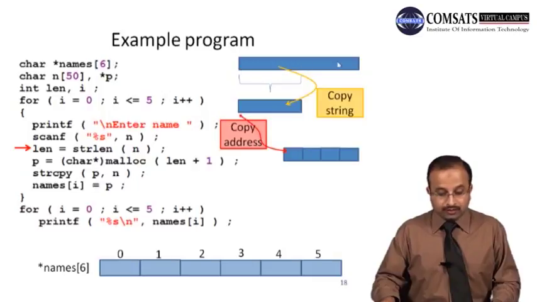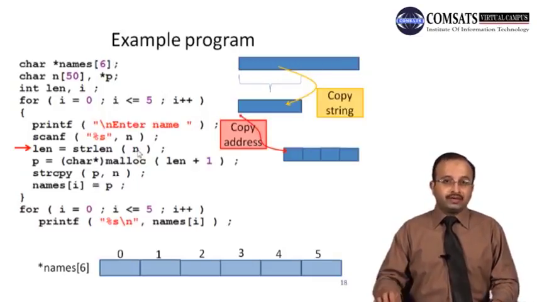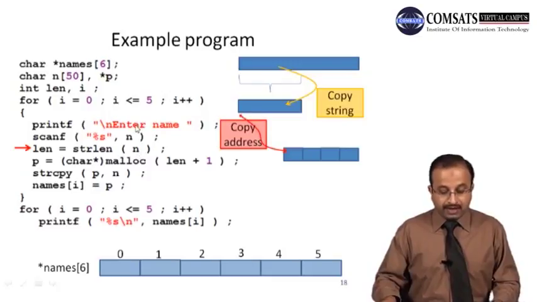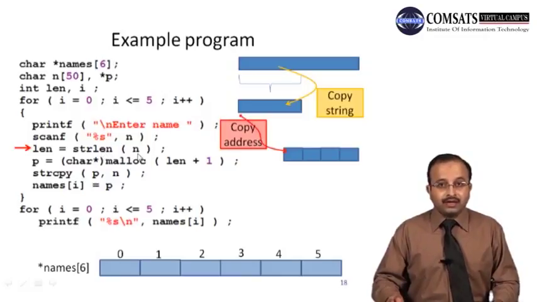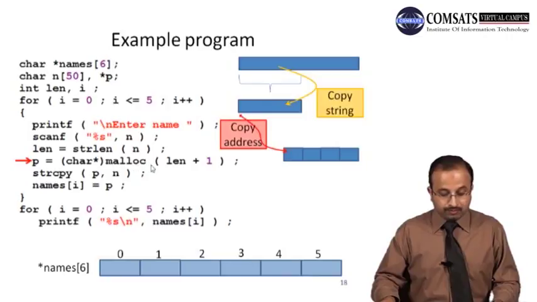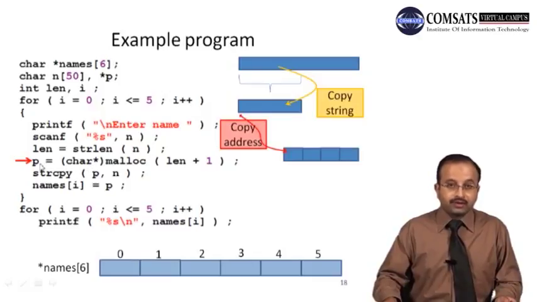So if you determine the size of n, it will give you 50 every time. But let's say the first name is Ahmed, so the length of the string n will be 5. So strlen will return 5. In the next step, you are calling the malloc function, passing 5 plus 1, 6 bytes. You are telling malloc, okay, reserve 6 bytes of memory. So malloc reserves 6 bytes of memory, and then it returns a void pointer, and here you are converting the type of that pointer from void star to char star and assigning that address to pointer p.